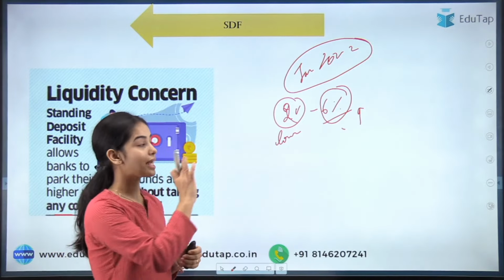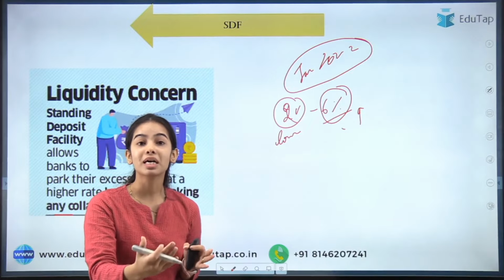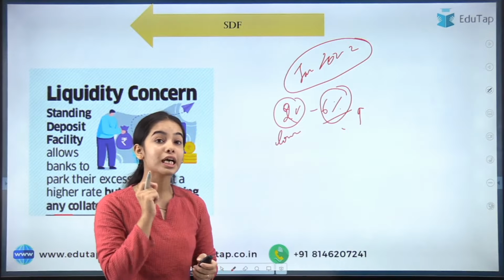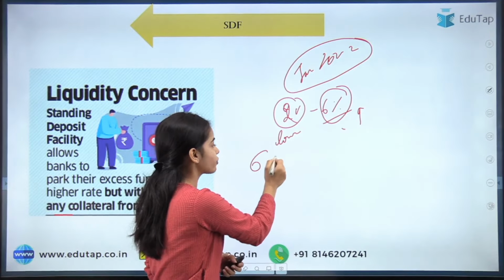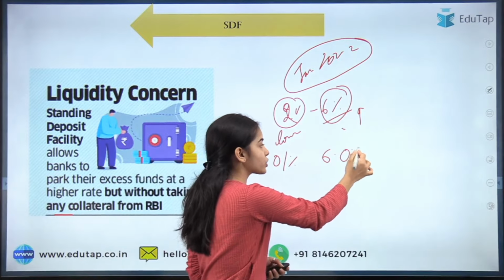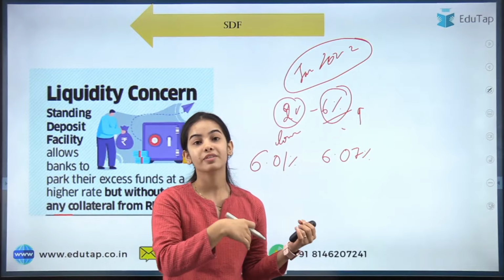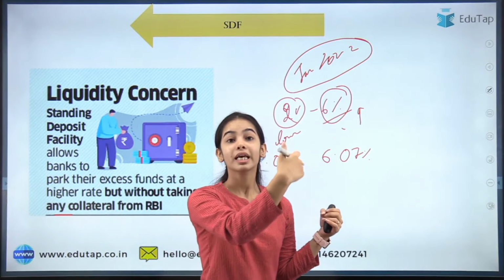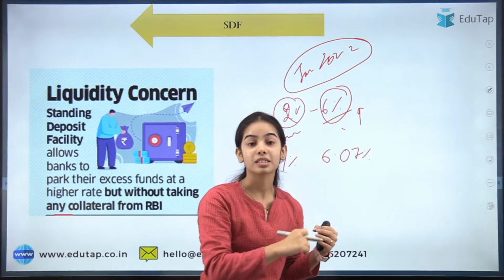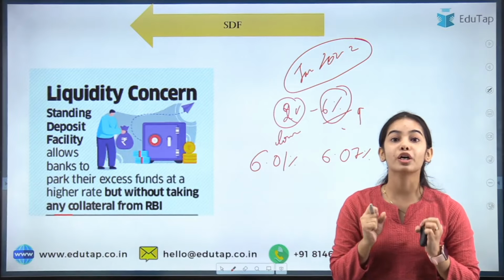So what happened is that from January 2022, continuously for 8 months, we have seen that the inflation is above 6%. It was 6.01% in January 2022. It increased to 6.07% in February 2022. Then it increased to 6.77%. Then it increased to 7.79% in the next months. So you can understand that the inflation was so high that the RBI had to control it.